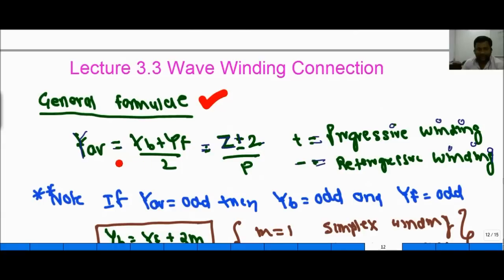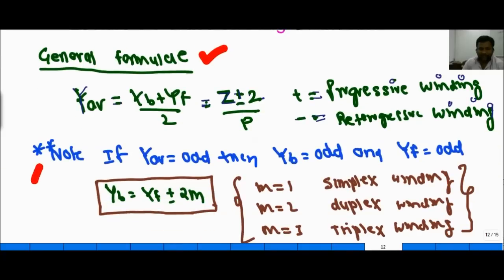Y average equals (YB plus YF) divided by 2, which equals (Z plus or minus 2) divided by P, where plus is for progressive winding and minus is for retrogressive winding. The second important conclusion is very useful: if Y average is odd, then YB and YF should be odd. Let us suppose it is 7, then both are 7, or we can use the relation YB equals Y plus or minus 2, as in the lap connection. So these are the formulas.